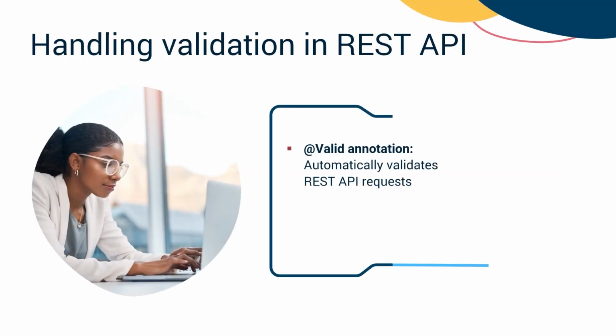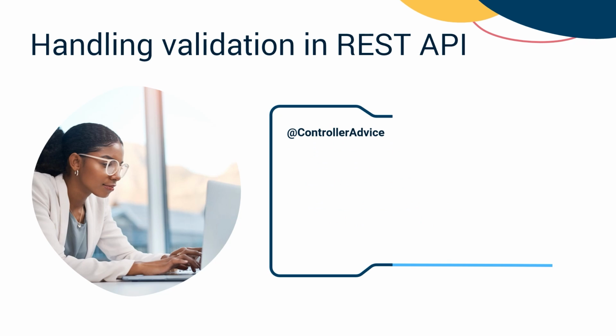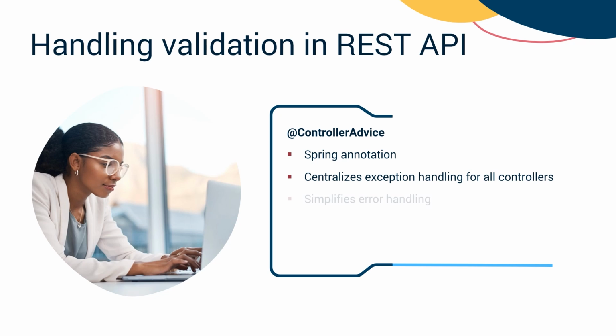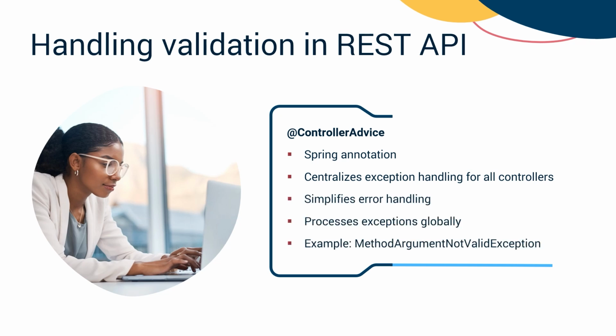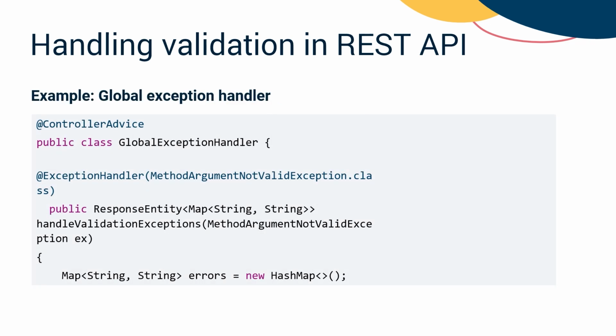Spring Boot automatically validates REST API requests using the @Valid annotation. However, you can use the @ControllerAdvice annotation to handle validation errors globally. This annotation is a Spring annotation that centralizes exception handling for all controllers. It simplifies error handling by processing exceptions such as MethodArgumentNotValidException globally. Let's look at an example.